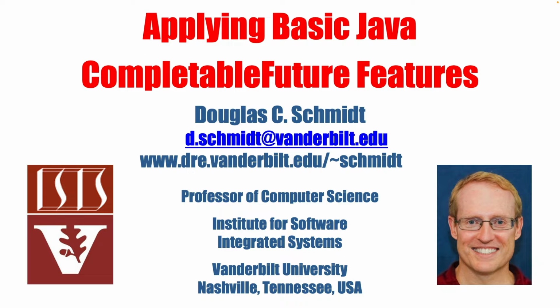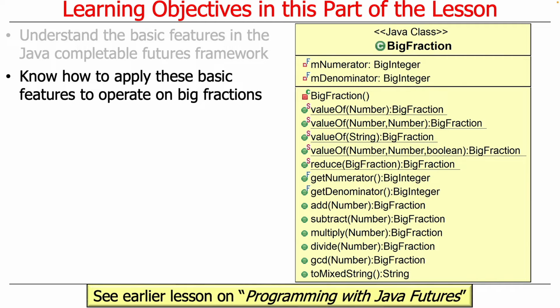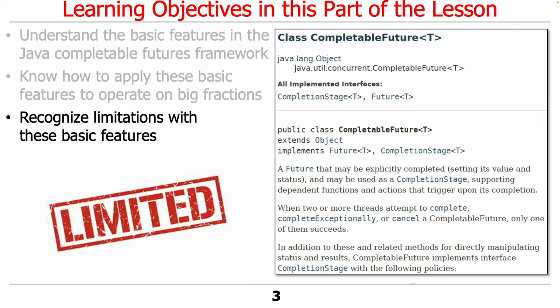So now that we've talked about the basic Java completable future features, let's take a look at a case study that illustrates how to apply those features. And this case study will work in the context of the so-called big fraction class that we've looked at before. We'll also spend a little time talking about some of the limitations with these basic features, which of course motivate the more advanced features we'll talk about next.